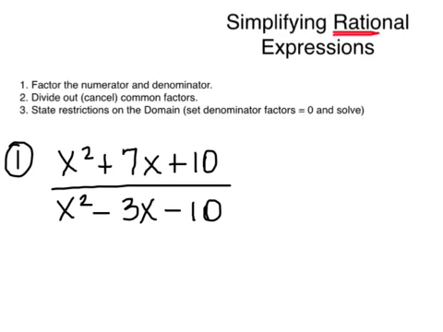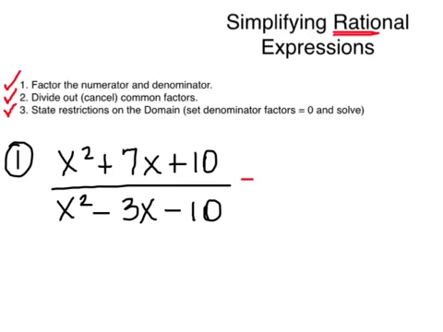3 steps are shown here. Factor the numerator and denominator, that'll be step 1. Divide out the common factors. Some people call that just canceling them. State the restrictions on the domain. I'll explain why that has to happen in a minute.